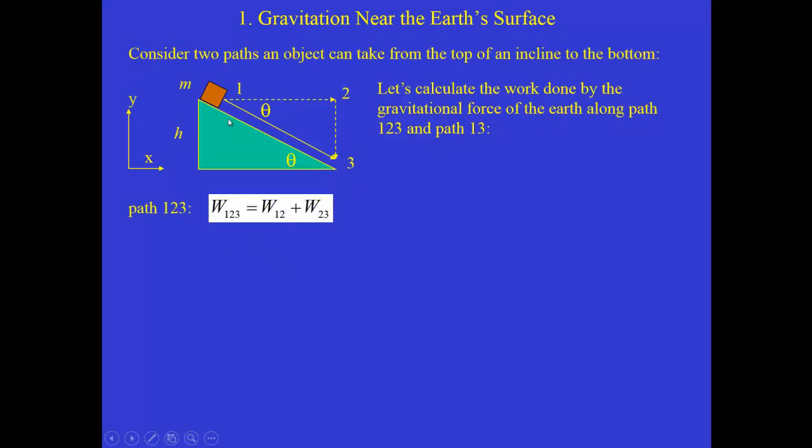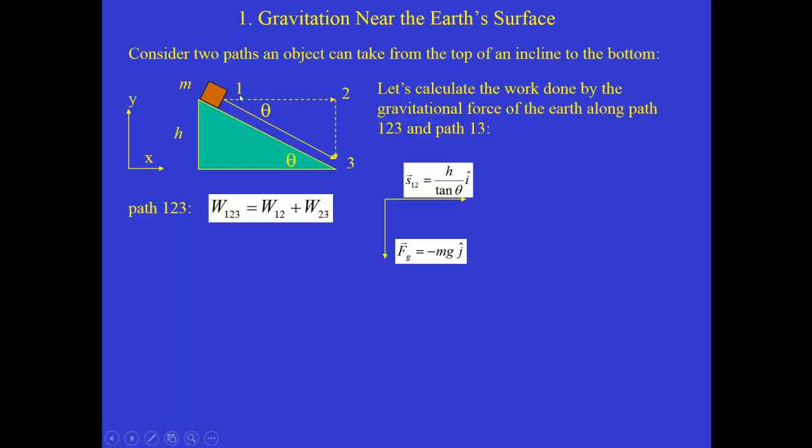So first of all, let's take path 1, 2, 3, where it first goes horizontally and then vertically. So the work done along that path is the sum of two terms, and work is always the dot product of the force and the displacement. So to find the work along the segment that goes from 1 to 2, we look at the force, and the only force acting on that object would be the force of gravity, and the displacement S12 is along the x direction, which we'll call with unit vectors the i hat direction.